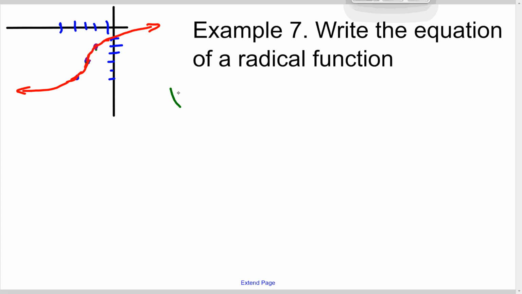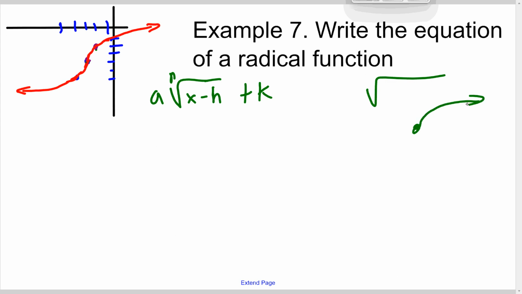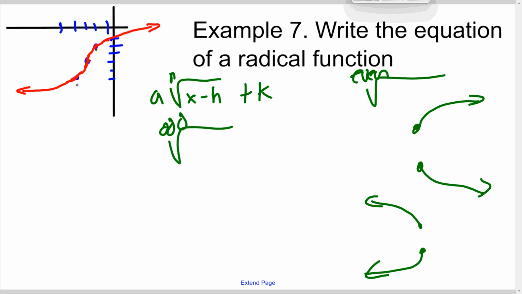The nth root, a is out front, and then usually it is x minus h, and then plus k at the end. Now, anytime it's a square root, it should just look like this, either like that, or like this, or like this, or like this. One of those four. And if it's an even number, it's always going to look like that. So anytime this is even. Then anytime it's odd, it should look like this one on the graph.